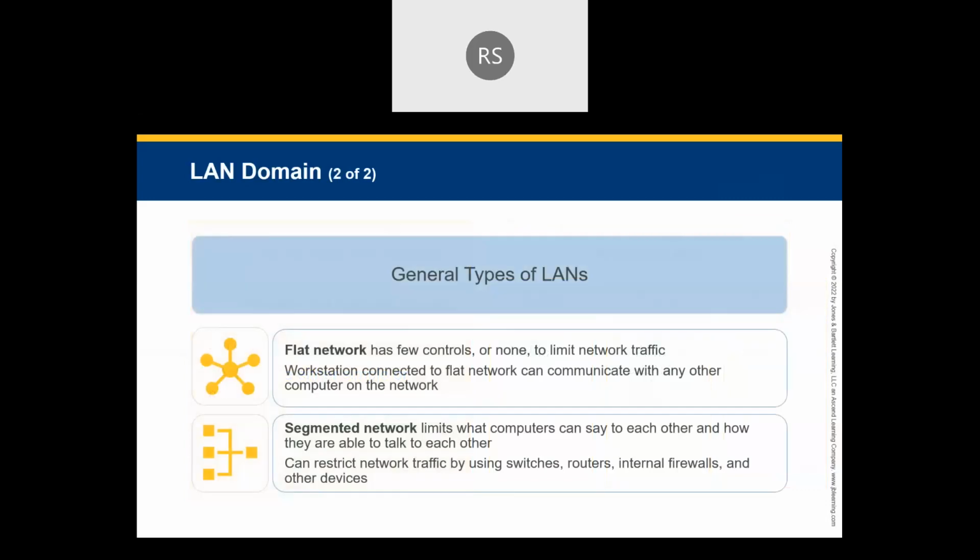So we're going to look at a couple of different types of LAN, the flat network and segmented networks. These LAN configurations play a crucial role in controlling network traffic and ensuring efficient communication within an organization. So a flat network has few controls or restrictions in place to limit network traffic. In this type of LAN, every workstation connected to the network can communicate with any other computer on that network. There are no barriers or limitations opposing the network traffic flow.